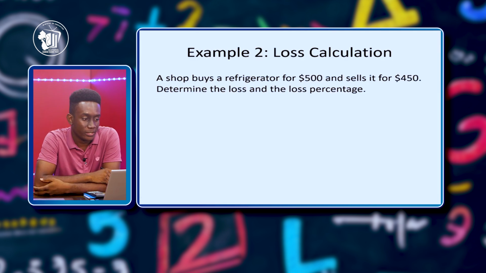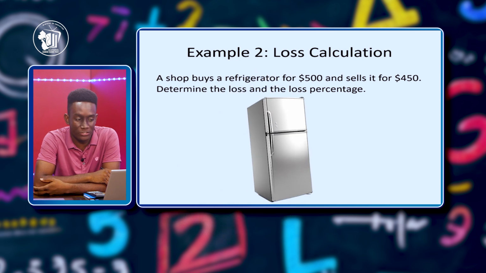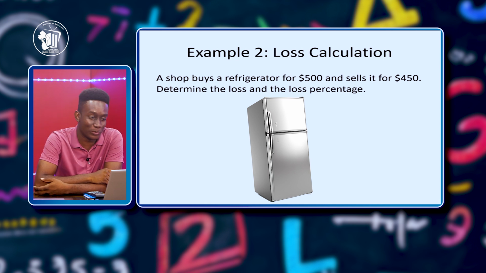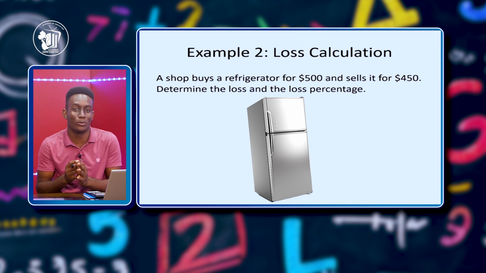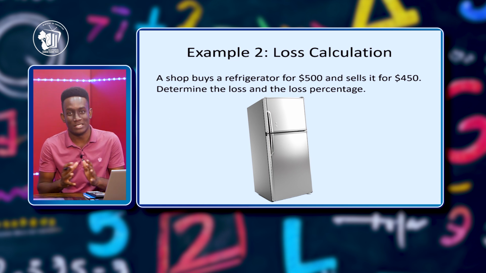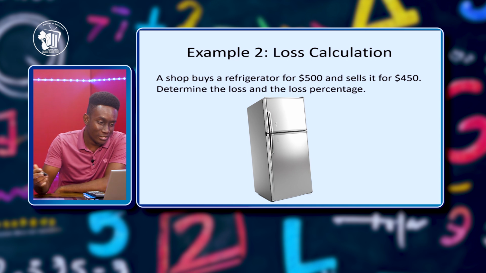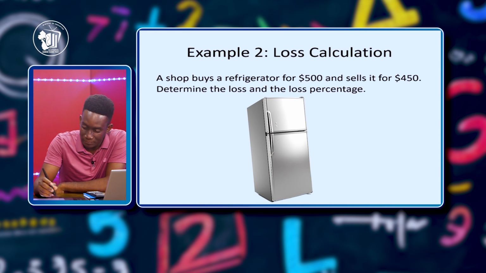Example 2. This example says, a shop buys a refrigerator for $500 and sells it for $450. Determine the loss and the loss percentage. So probably something went wrong with the refrigerator and they decided to sell it at a lower price than they paid for it. That means a loss occurred. So let's find the loss first of all.